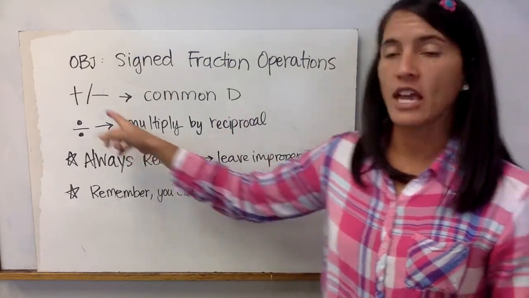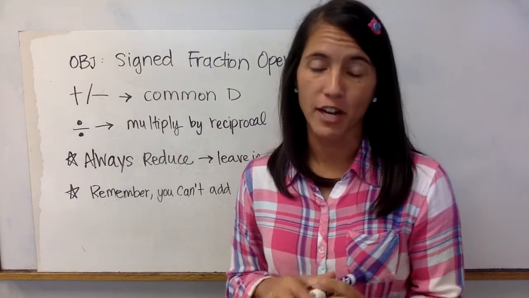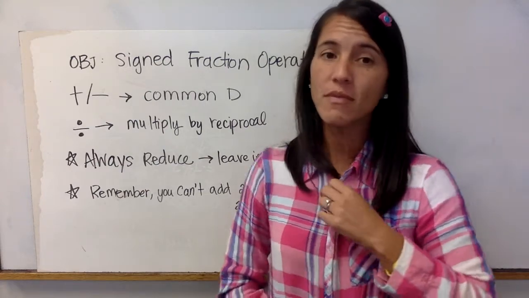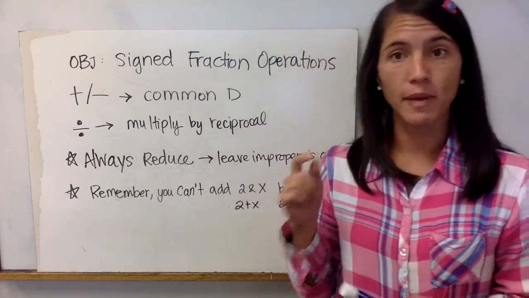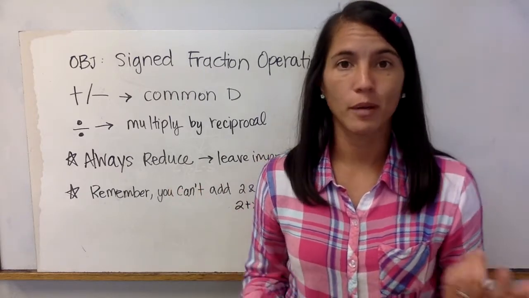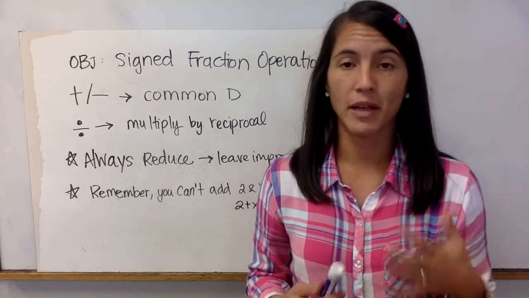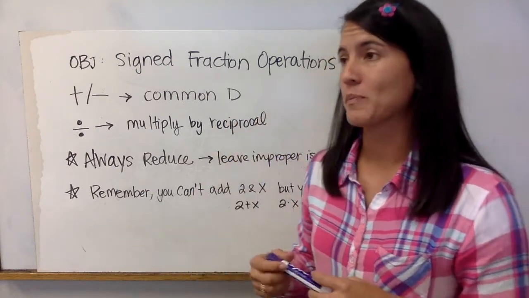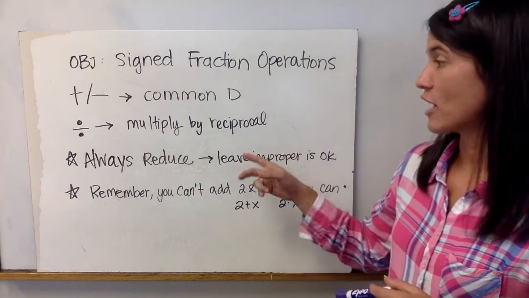So just a quick thing: if you're adding and subtracting fractions, you have to find a common denominator. Even if there's a variable, you're still going to find a common denominator. To divide fractions, you're going to multiply by the reciprocal. Maybe you were taught some cute little name or some fancy trick, but if it's a division problem, you're going to multiply by the reciprocal. The reciprocal is when you flip the second fraction.